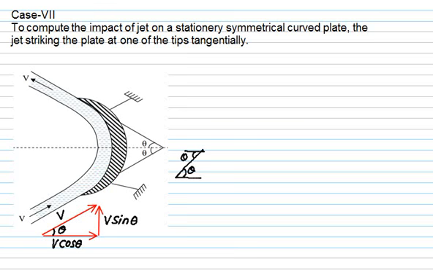Same is true on the other side also. So if this component is v, then we have two components of this, one along x and one along y. So this will be v, this angle is the same as theta, this component is v cos theta, and the other will be v sin theta.